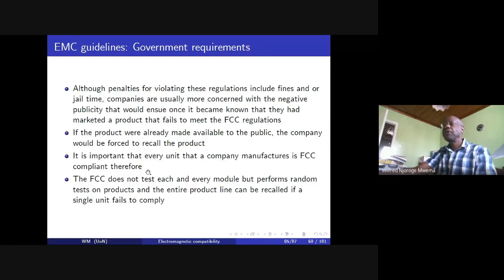The regulator will go to a particular manufacturer's production line and collect some samples. They go to the market, collect some samples from the shops, and then test them and see whether any of the product doesn't meet the regulations. And if only one does not, then the whole line will have to be recalled.